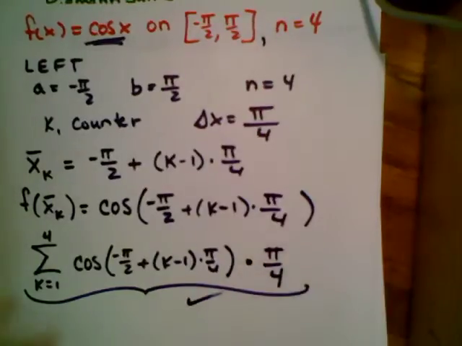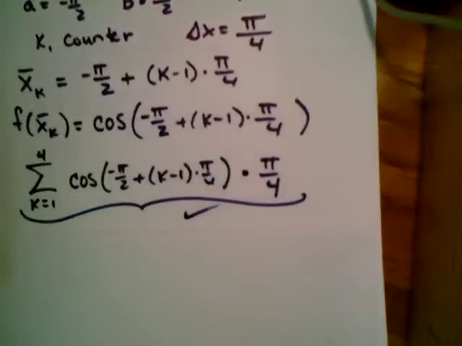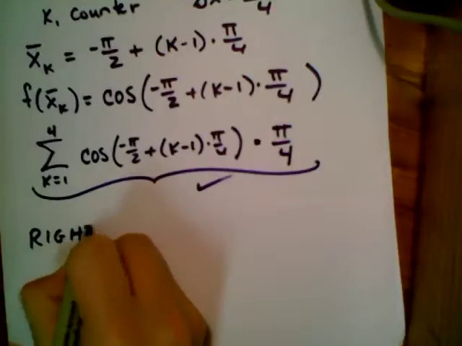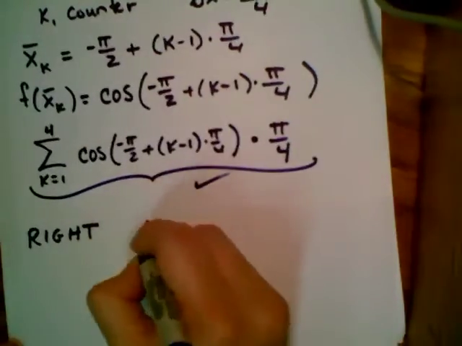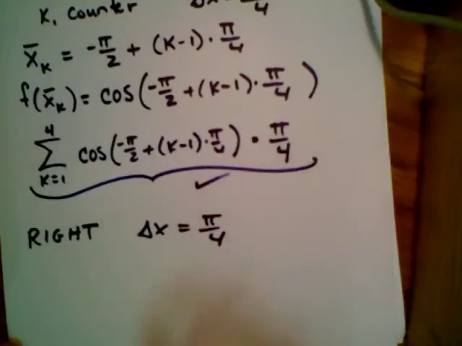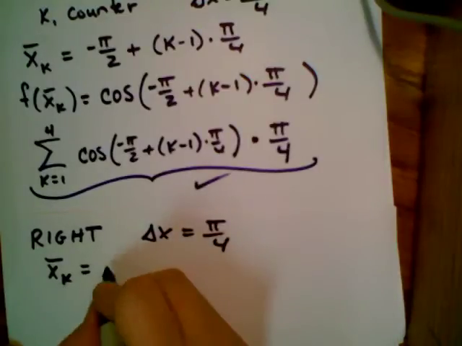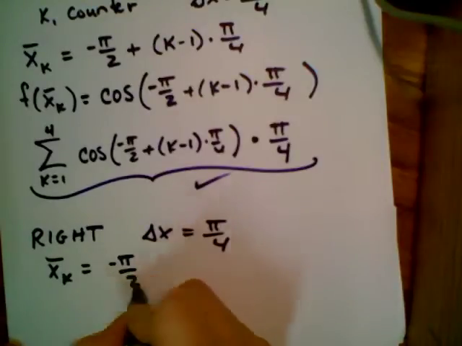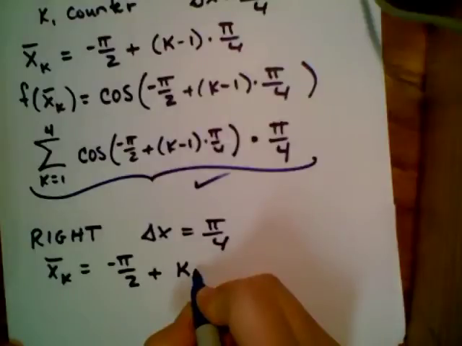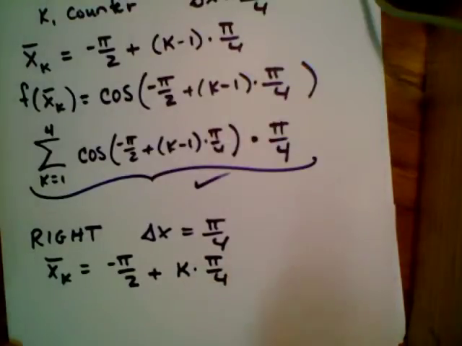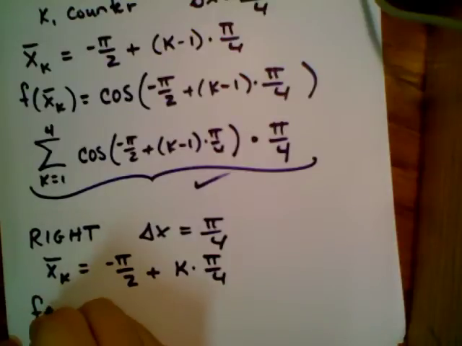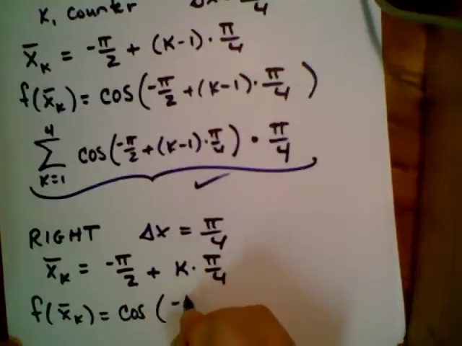I'm going to leave that part there and turn quickly to the, let's move that on up, the right Riemann sum. We have the same delta x, pi over 4, but we need to reformulate how we choose a value x in each kth subinterval. An x bar this time, again we'll start with negative pi over 2, but we're going to add k copies of delta x. So it looks a little simpler. And then when we evaluate f at x bar sub k, we're applying cosine to this new sum.